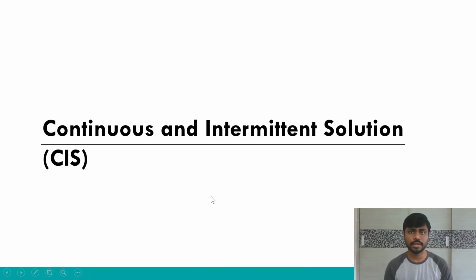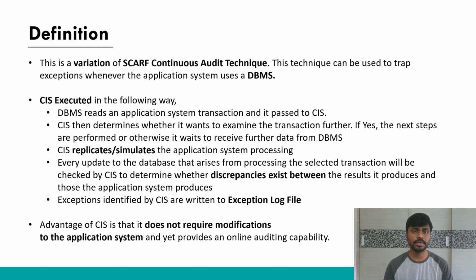Next, move on to another one, continuous and intermittent simulation. In short form, it is called CIS. This is again, let's have a quick look at the definition part. This section, how the CIS will be executed, we will discuss with an example and then come back. The rest of the topics are very easy to understand.